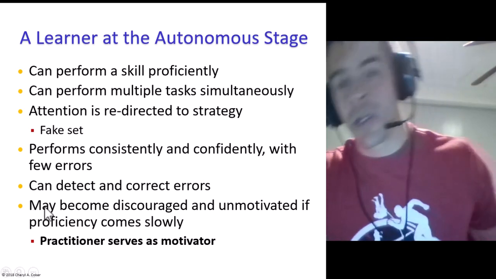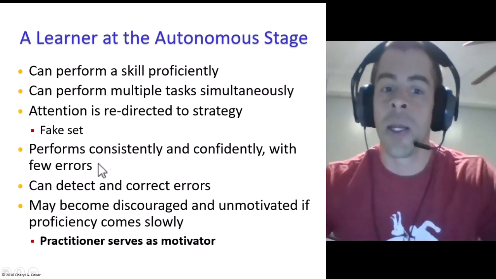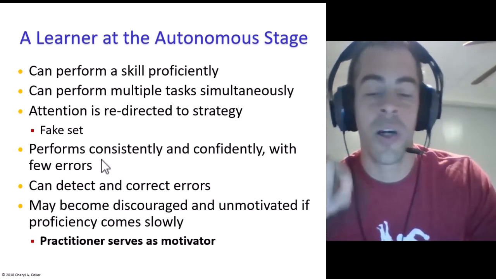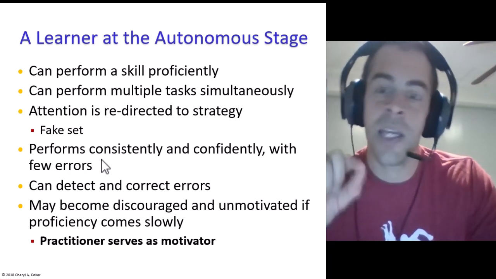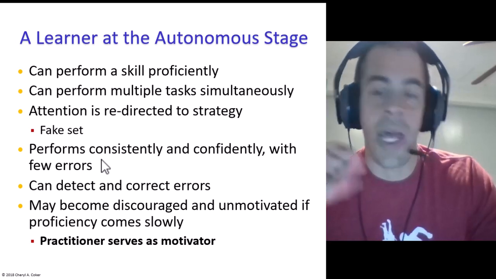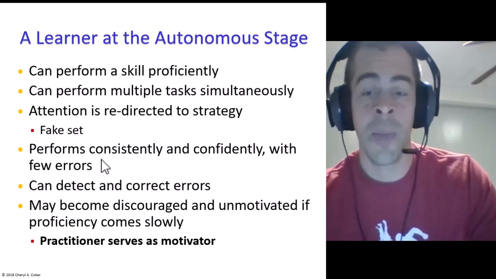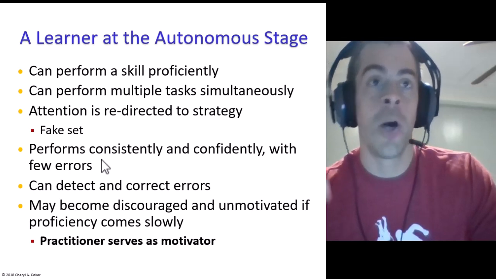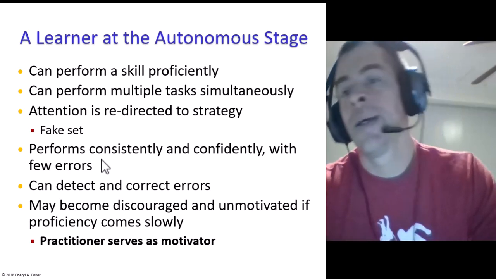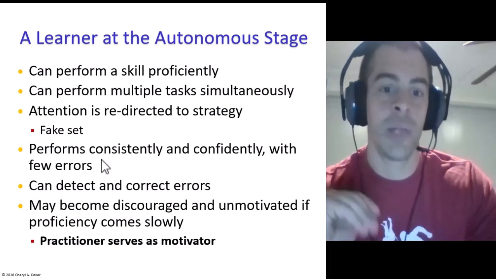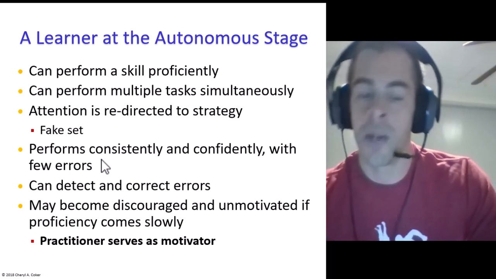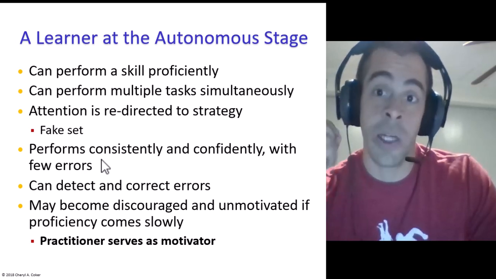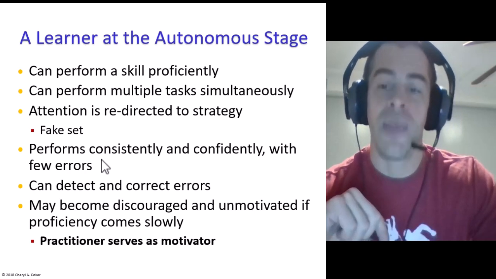This last bullet point kind of addresses that first thing I was talking about. Learners in the autonomous stage may become discouraged and unmotivated if proficiency comes slowly. As they get more advanced, that learning curve, which we're going to talk about at the end of the chapter, really starts to slow down. That rate of improvement starts to slow down, whereas early on it can be super motivating for someone because they're just getting better and better with every single attempt, and then every single practice session, and then every week they're making these improvements. But after months and years potentially of learning a skill, how are they going to continue to improve? Well, definitely not at the initial rate at which they learned that skill. And that can be discouraging.